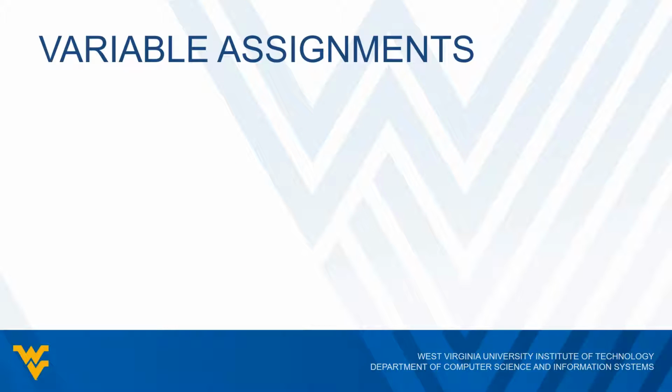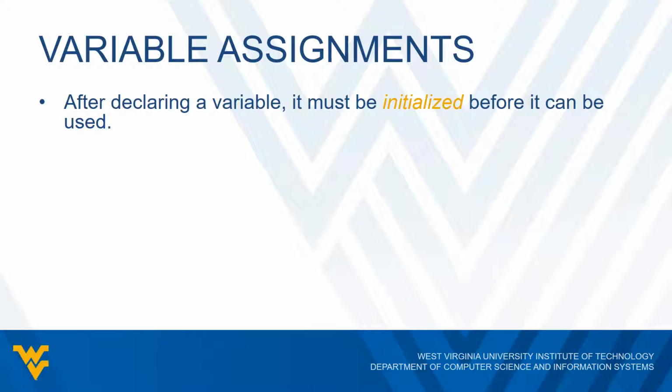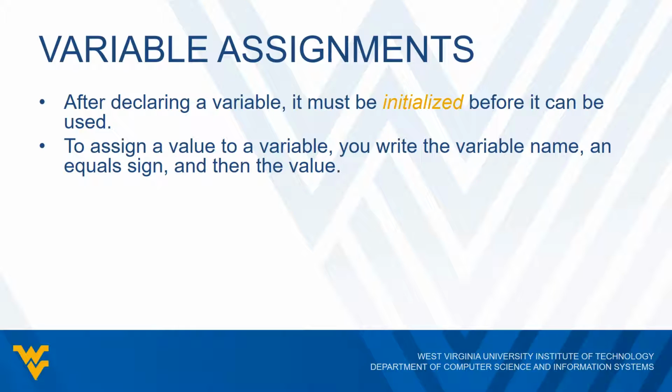Once a variable is declared, we need to initialize it before using it. Now, we have mentioned before that with integers, doubles, and decimals, the default values are 0, but it's still good to get into a habit of initializing your variables. So how do we do initialization? Well, we have to assign a value to the variable. So the way we do that is we would write the variable name, then an equal sign, and then the value itself.